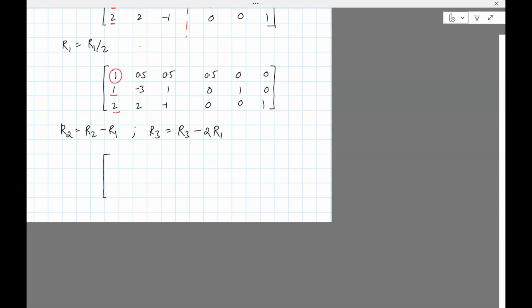Okay, so let's do this. I just have to subtract 1 from 1, that's 0. Minus 3 minus 0.5, so minus 3.5. 1 minus 0.5, that would be 0.5. 0 minus 0.5 would be minus 0.5. 1 minus 0 is 1. 0 minus 0 is 0. Now, one thing to remember is that these operations will not change the row which you use. So here, row 1 is going to be unaffected. So you can just copy paste that.